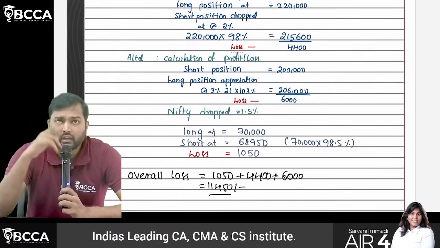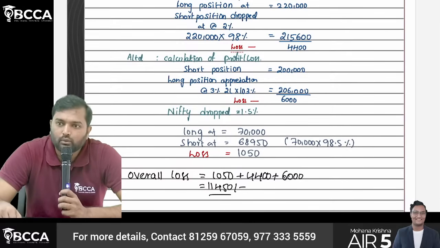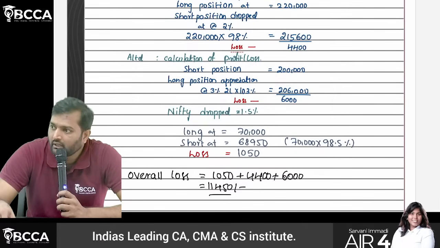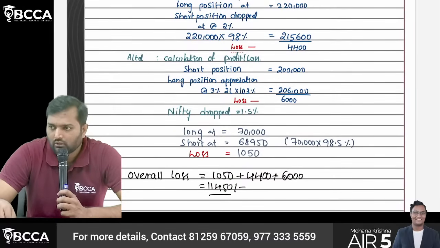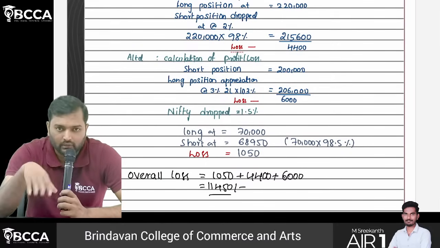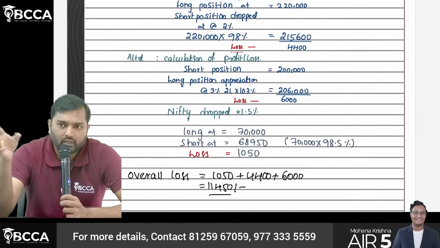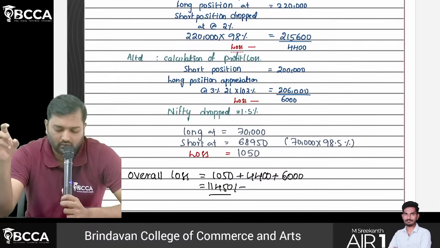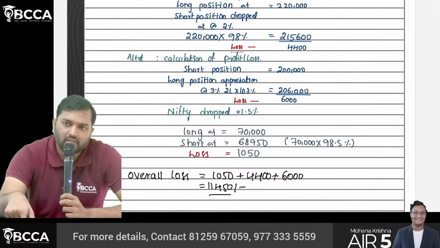So Nifty part is simple. Nifty dropped by 1.5, right? What is the position in Nifty? Long position. You have taken a long position at the rate of 70,000. To close this long position contract, we take a short position. By the time you take a short position, what happened to the Nifty? Nifty dropped by 1.5. That means 70,000 into 98.5%. So you will be taking a short position at the rate of 68,950. So the loss is equal to 1,050 in Nifty.